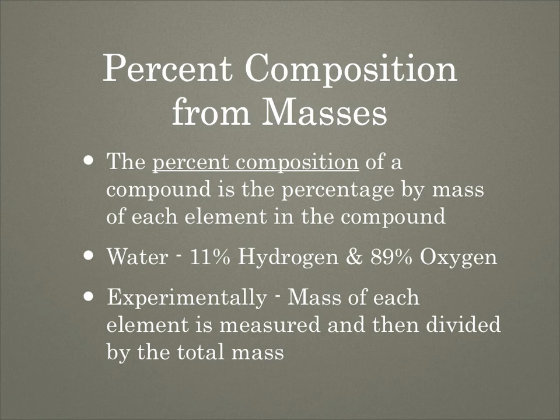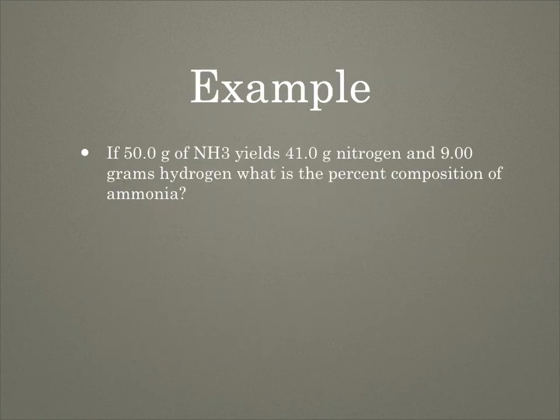So we're looking at the mass, not how many atoms there are. Experimentally, if you were doing this in a lab, you would find the mass of all the elements, separate out the hydrogen and oxygen, find the mass, divide it by the total mass, and that's how you would calculate it. Pretty easy for that one. So let's do an example.